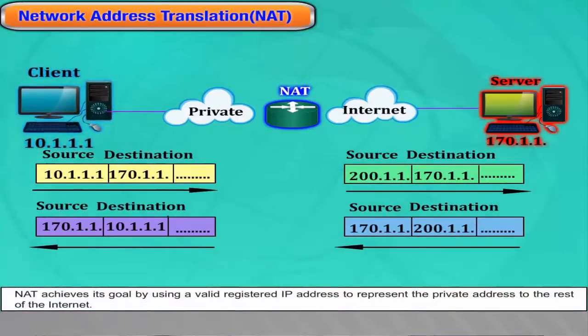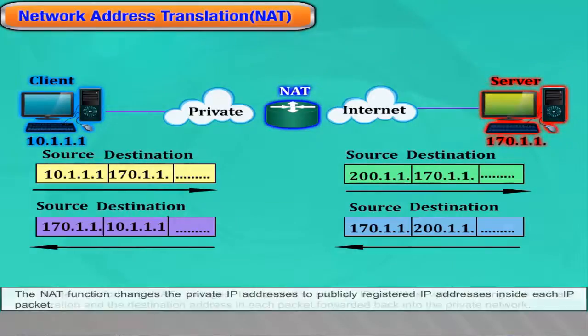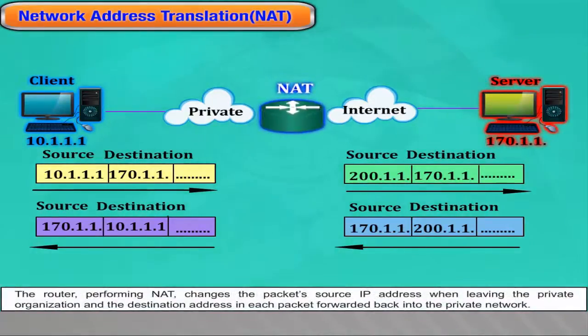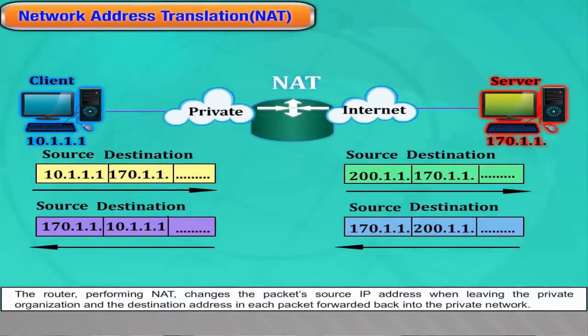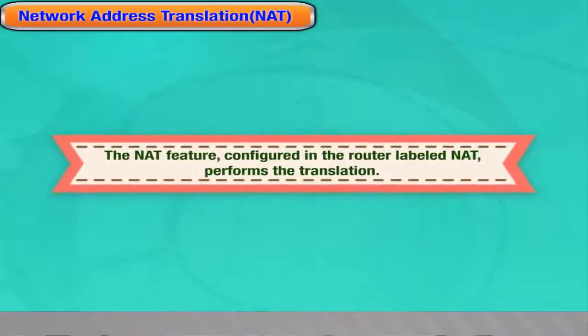NAT achieves its goal by using a valid registered IP address to represent the private address to the rest of the internet. The NAT function changes the private IP addresses to publicly registered IP addresses inside each IP packet. The router performing NAT changes the packet's source IP address when leaving the private organization and the destination address in each packet forwarded back into the private network. The NAT feature configured in the router labeled NAT performs the translation.